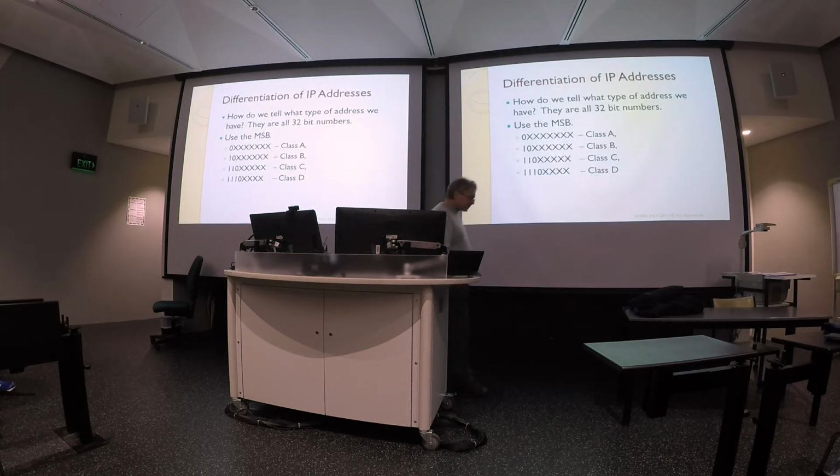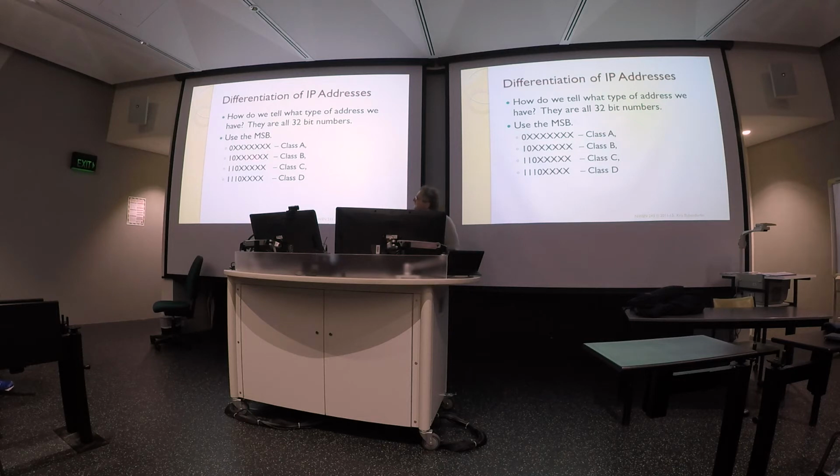So the first thing we had to do is, okay, if I've got class A's, B's, C's, D's, whatever, how do I actually tell what this binary number is? How do I tell what class of address it is so I can know what to do with it appropriately? And the way we do that is by looking at the first n bits of this 32-bit binary number. If it starts with a 0, it's a class A address. If it starts with a 1 followed by a 0, it's a class B.